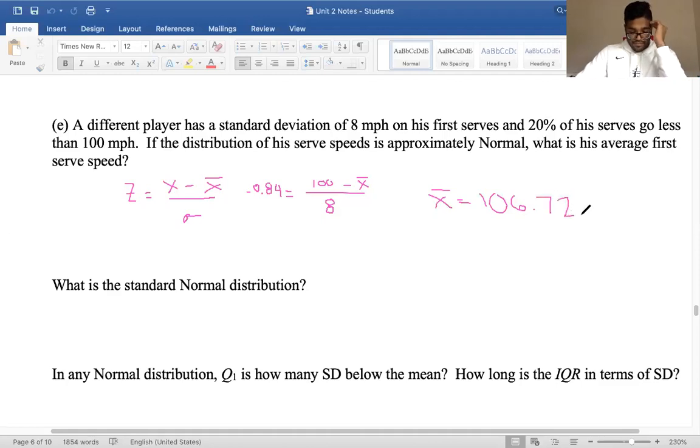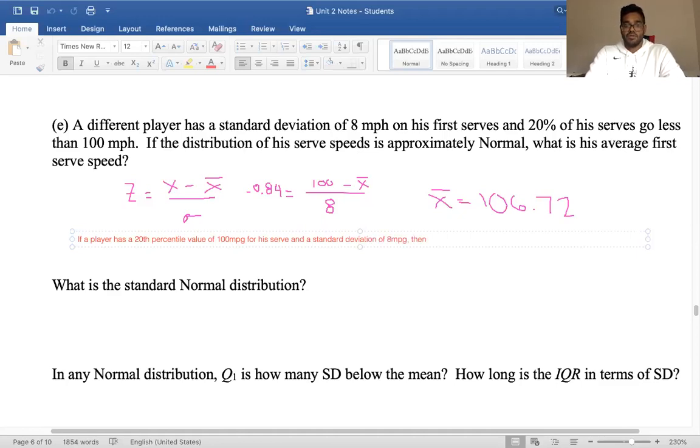Okay, and so could we say something about this? We could say something along the lines of, if a player has a 20th percentile value of 100 miles per hour for his serve and a standard deviation of 8 miles per hour, then that person will have an average serve speed of 106.72 miles per hour, right?